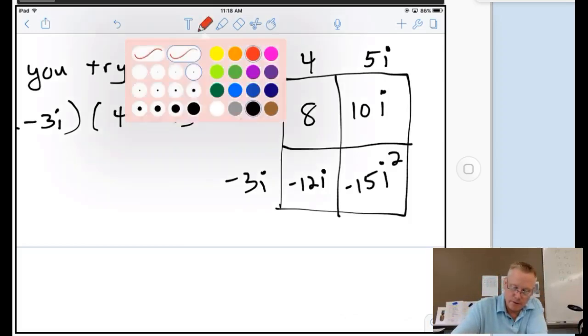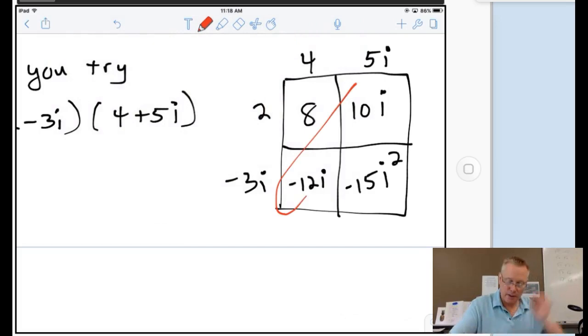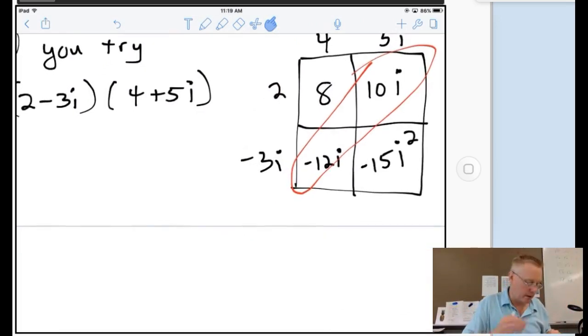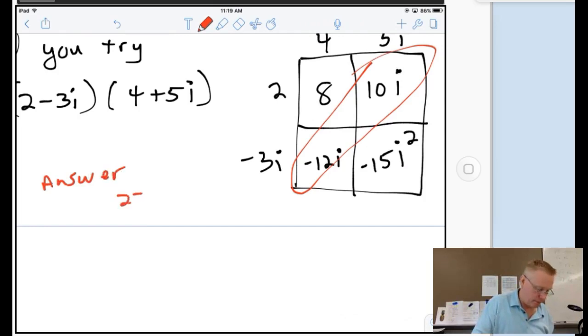But this is a nice technique. Lots of students, I teach my Algebra 1 kids, lots of them like it better than FOIL. It's really the same thing though, like I said. All right, so anyway, if you do that one out correctly, you should get 23 minus 2i. Next, dividing.